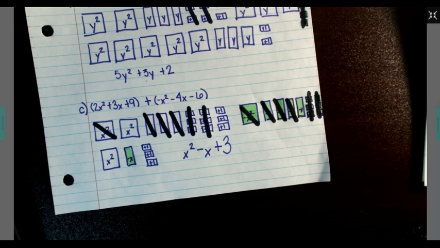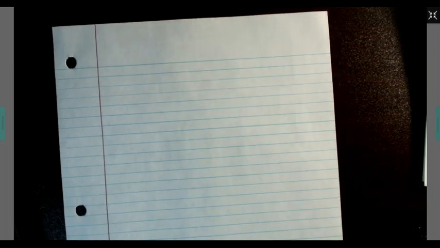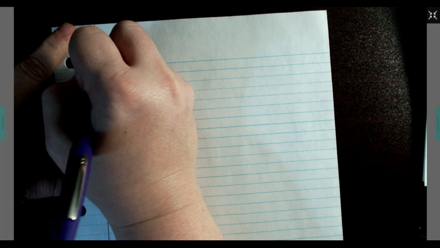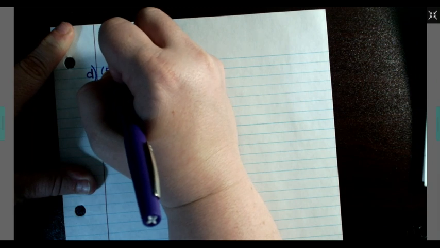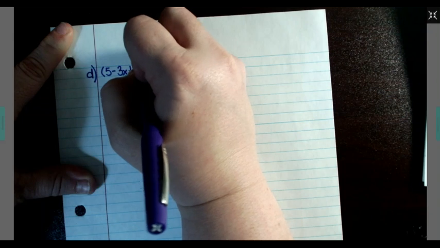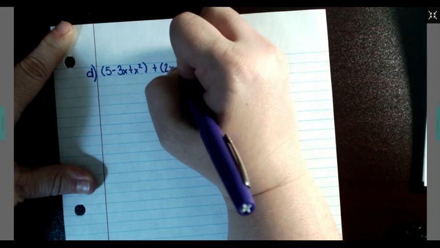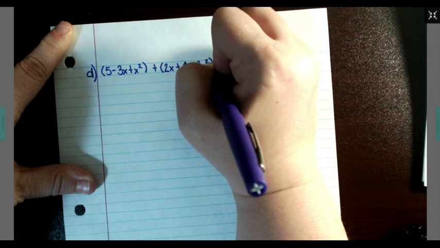All right, so now I need another piece of paper because I've run out of space on this one because I still have to work through D. So I'm going to move this off to the side. We're going to go through D here. This is 5 minus 3x plus x squared plus, the second one's got 2x plus 4 minus 3x squared.